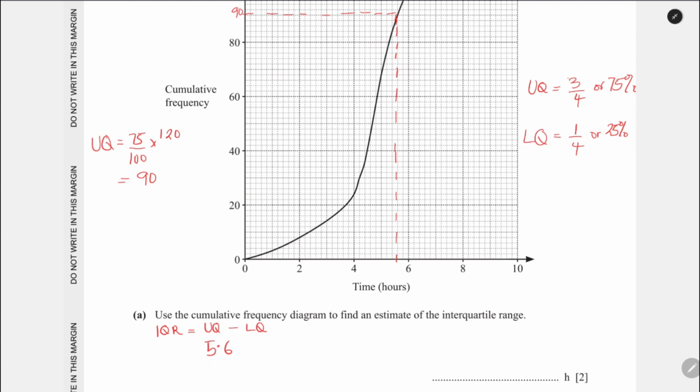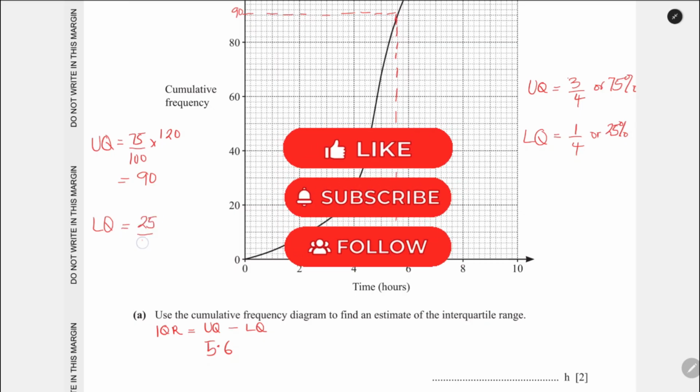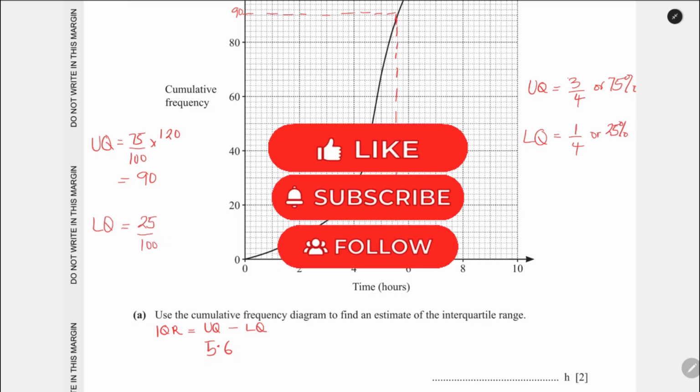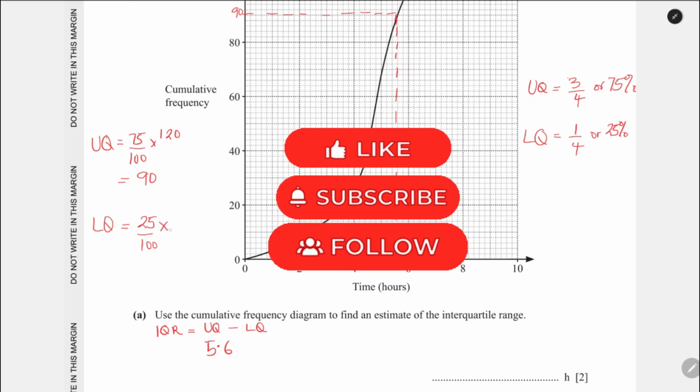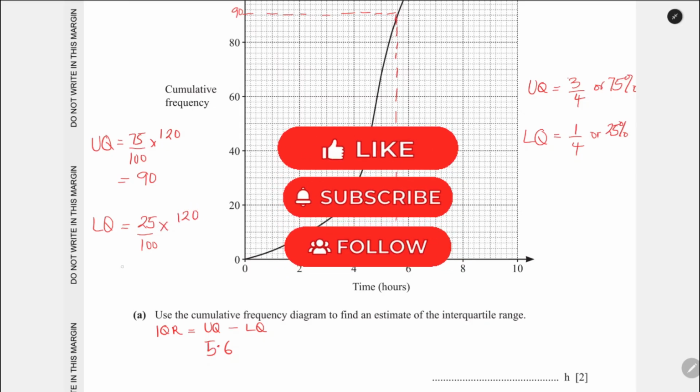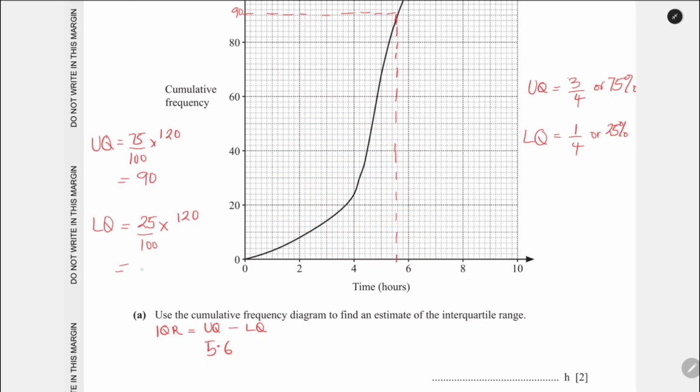Now, what about the lower quartile? Remember we said the lower quartile is what? 25% of the cumulative frequency. So 25% times 120. And that's going to give us 30. So if you do a quarter of 120, that's also 30 anyway. So what we did the last time, we look for 30 here. 30 is halfway between 20 and 40. Here it is here. This is where 30 is.